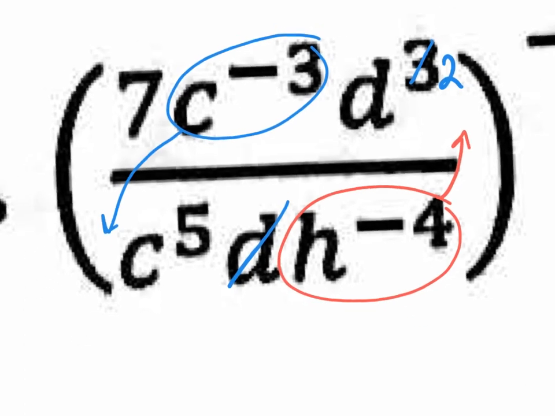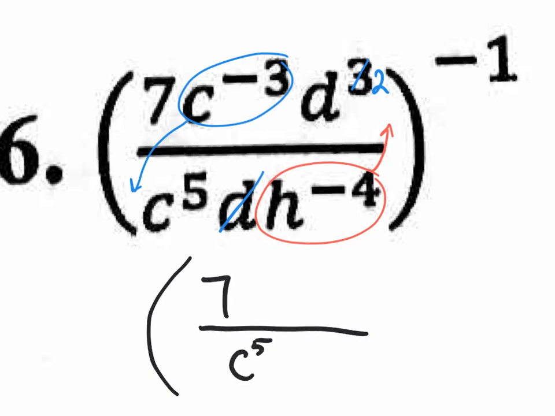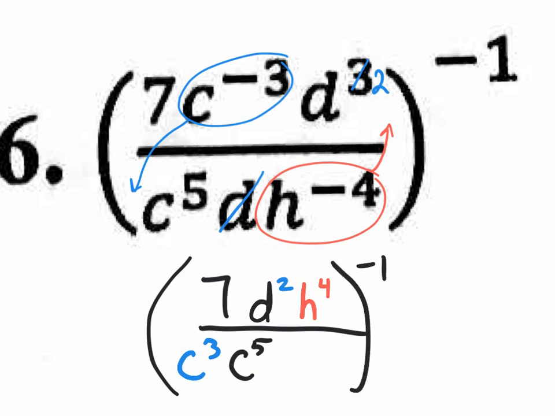So let me rewrite what I have inside of the parentheses. So inside of the parentheses, I have a 7 up on top. The c to the 5th was on the bottom. This c to the -3 moved down and it became positive, so I have a c to the +3 on the bottom. The d canceled out on the bottom, but I still have a d squared up on top. And the h to the -4 on the bottom moved up and it became h to the +4. I still have the parentheses, I still have a -1 on the outside.